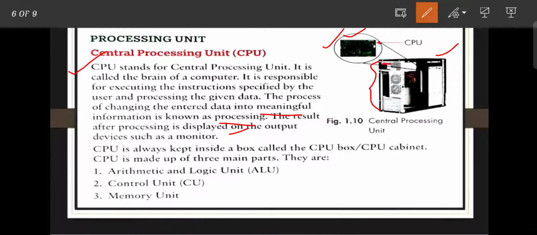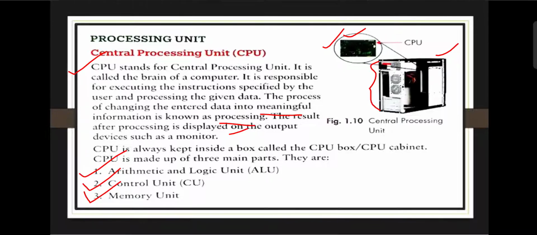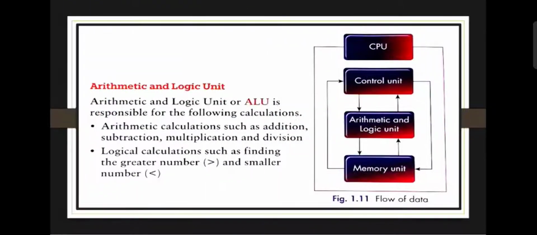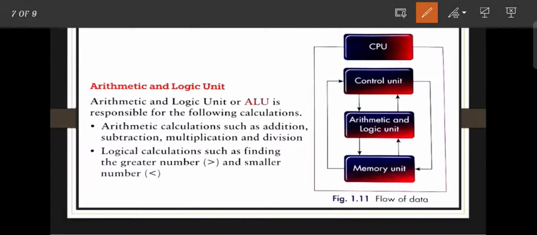The CPU is made of three main parts. First is the arithmetical logical unit, second is the control unit, and third is the memory unit. Now let's discuss one by one. First is the arithmetical logical unit, or ALU. It is responsible for arithmetical calculations such as addition, subtraction, multiplication and division, and logical calculations such as finding greater numbers and smaller numbers.